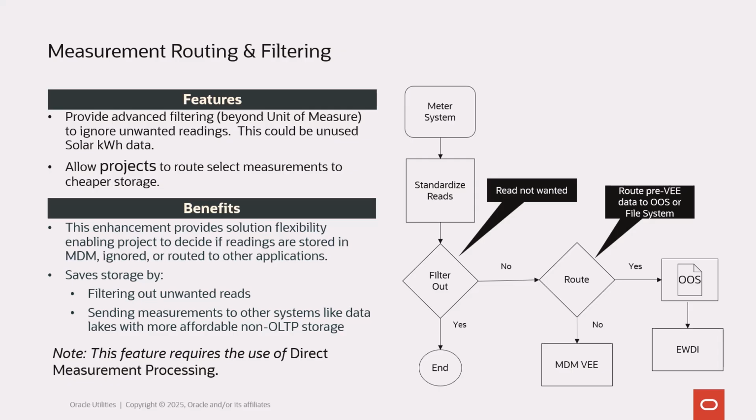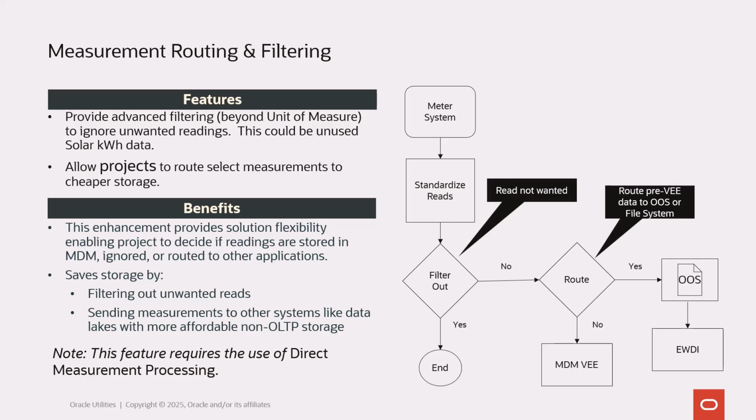The benefits are that it provides flexibility, enabling projects to decide if reads are stored in MDM, ignored, or routed to other applications. It also saves storage by filtering out unwanted reads, such as solar generation zero reads, and sending measurements to other systems like data lakes with more affordable non-OLTP storage. We keep data in Exadata very frequently, which is more expensive than cheaper data lake storage. This feature does require the use of direct measurement processing.